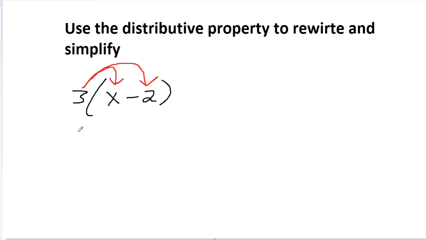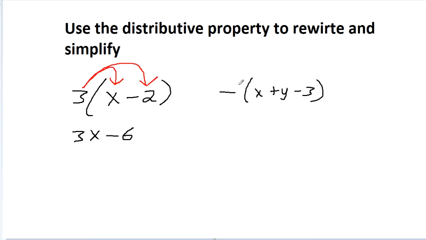So 3 times x, we just have to leave that as 3x. And then 3 times that minus 2, that makes minus 6. Okay? Or if you see something like this, that's still the distributive property.